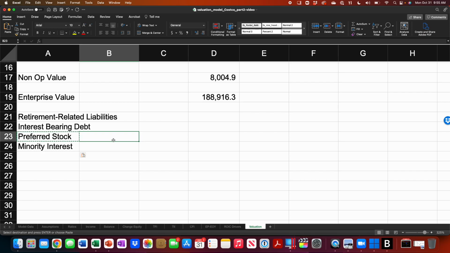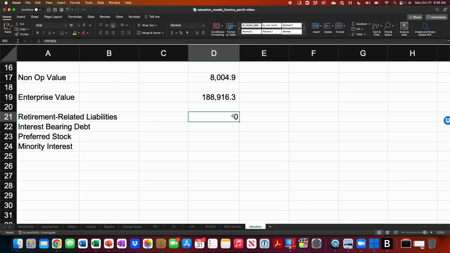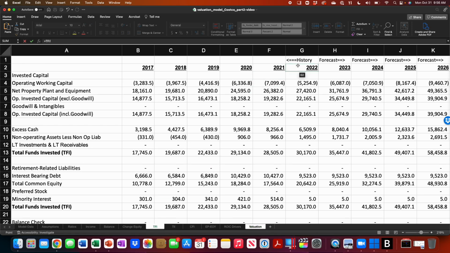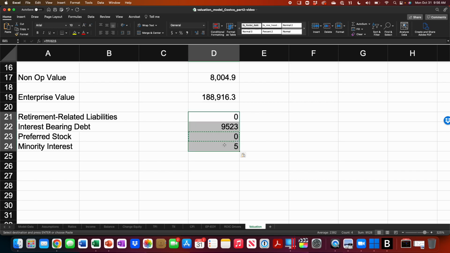Today, how much do we owe them? Well, that's our 2022 values. So for cell D21 equals from the TFI, current year is column G, debt, retirement liabilities, G15. And then G16 is the interest-bearing debt. Then we skip one, equals G18 is preferred stock. And G19 is minority shareholder interest. So if I were to add these up, make the one decimal place, again, just to be consistent.